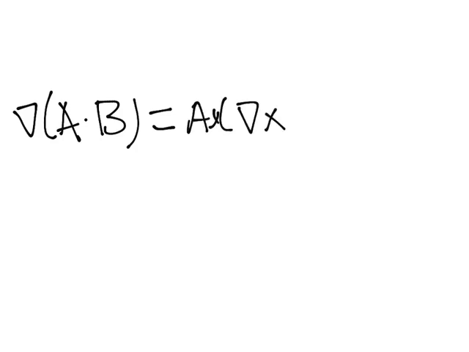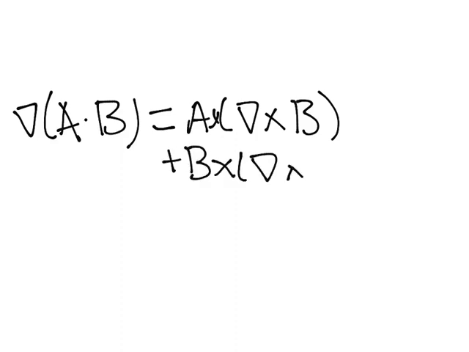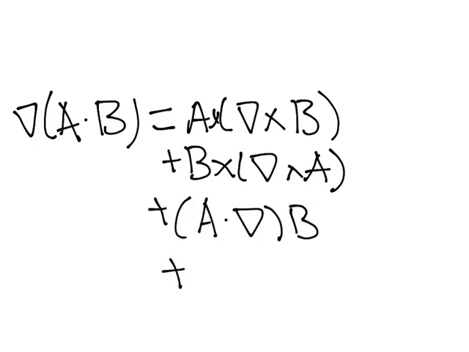Grad times A dot B is equal to... sorry, my bad. Messed that up. Grad of A dot B equals A cross grad cross B plus B cross grad cross A plus A dot grad times B plus B dot grad times A. Okay, so this is the whole thing.